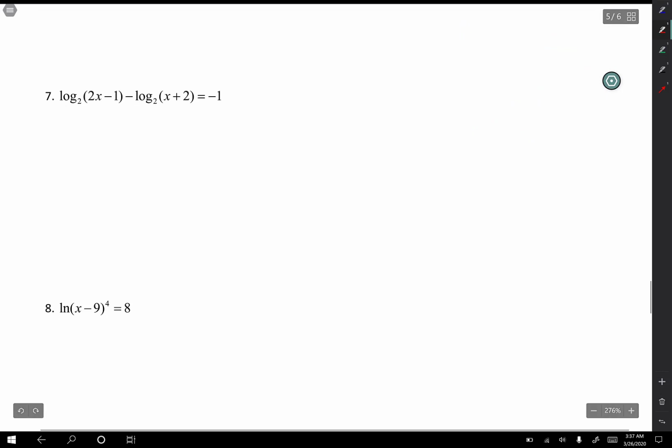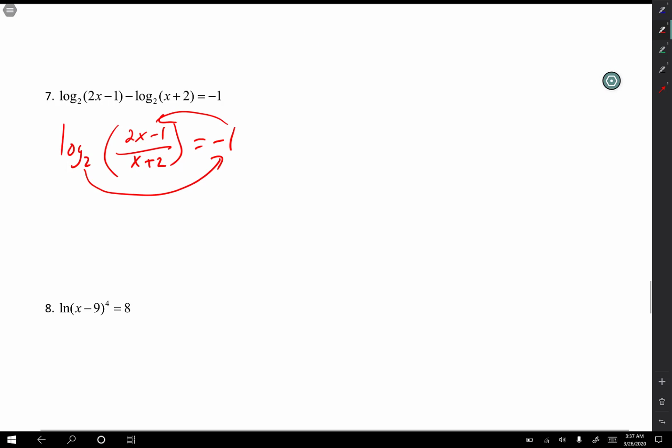Another one. So I have a minus. The bases are the same. It equals negative 1. So it looks like a good demonstration of the quotient rule. So I'm going to write 2x minus 1 over x plus 2 equals negative 1. So I'm going to go 2 to that power equals that expression. So I'm going to write it up here. 2 to the negative 1 equals 2x minus 1 over x plus 2.